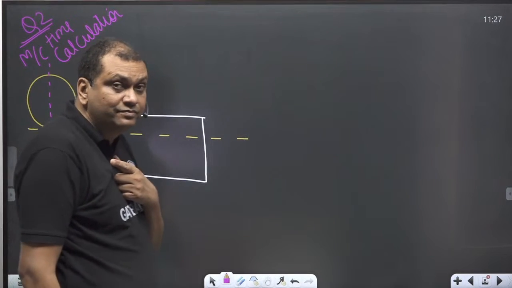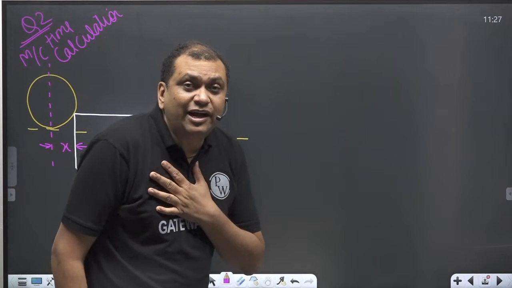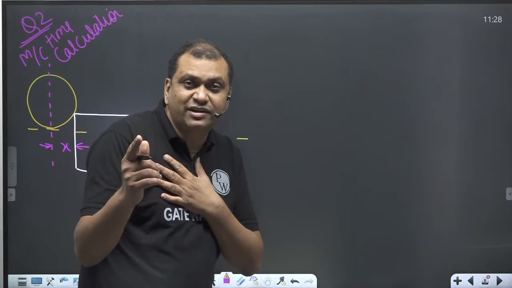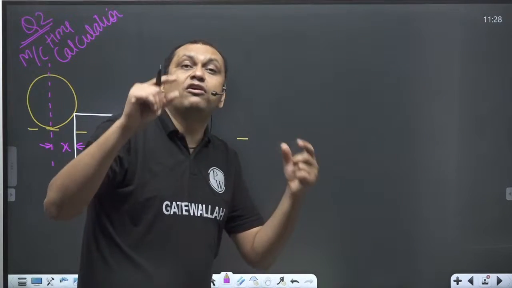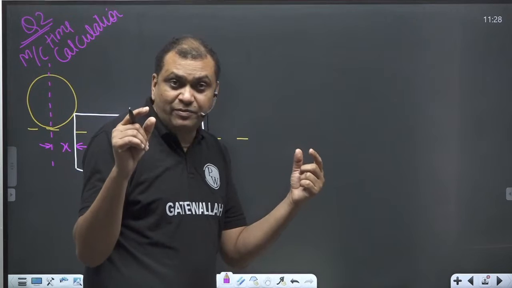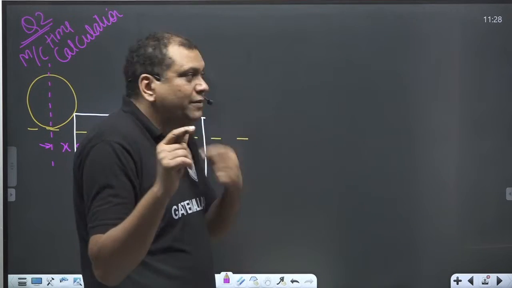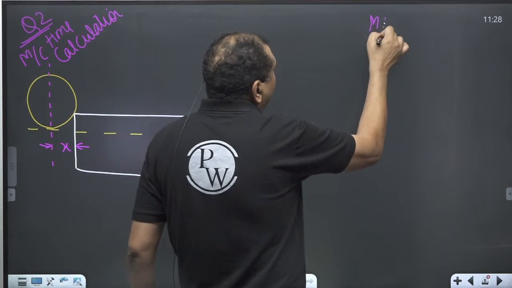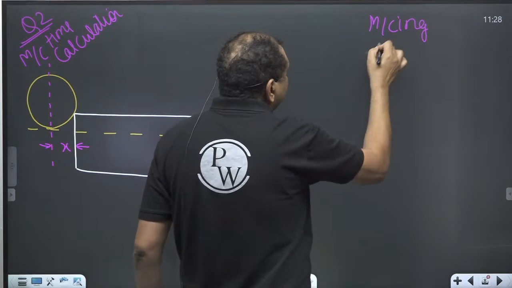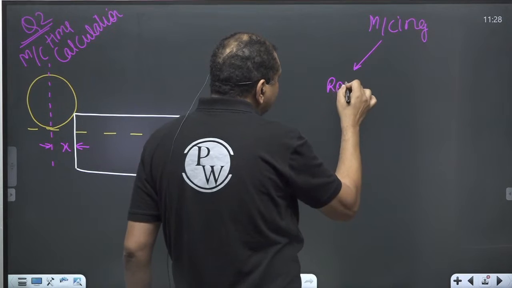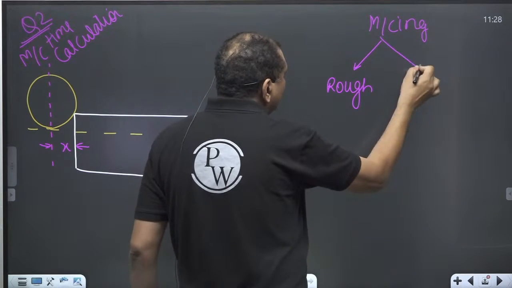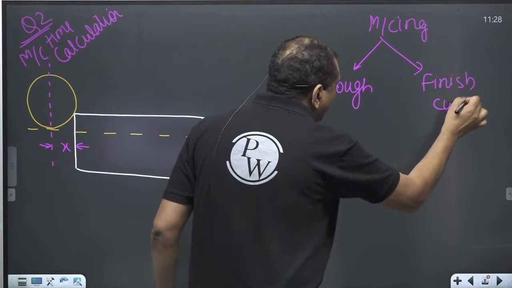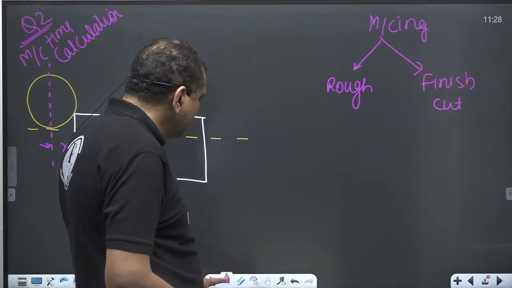Now, there are 2 types of machining process. Although it's a question of 1 student, I want all of you to hear very, very properly. Very, very important. Okay? There are 2 types of machining processes. One is called rough cutting. Another is a finish cut.